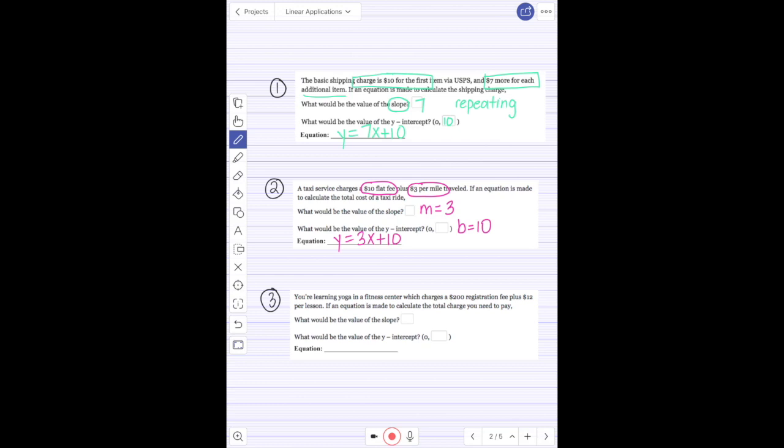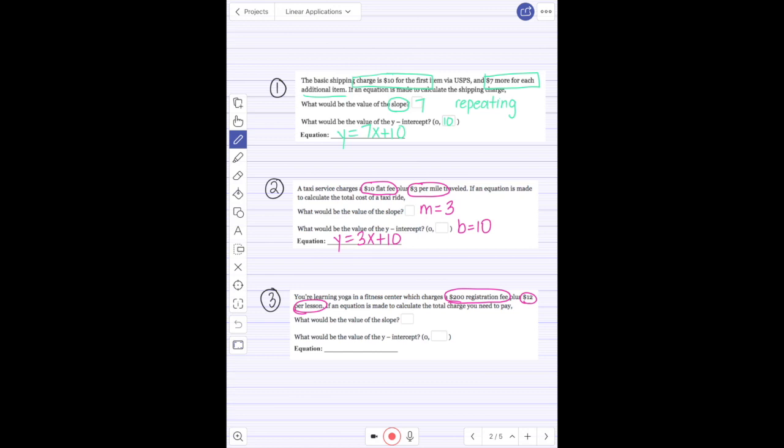All right, for number 3, you're learning yoga in a fitness center, which charges a $200 registration fee plus $12 per lesson. If an equation is made to calculate the total charge you need to pay, what would be the value of the slope? What would be the value of the y-intercept? So we're talking about a $200 registration fee plus $12 per lesson. Well, you're not going to pay a registration fee over and over again.